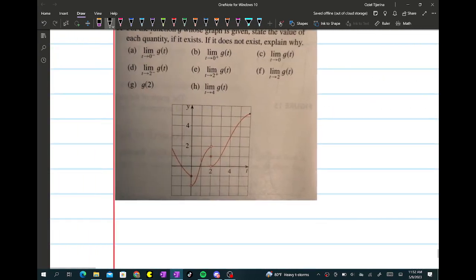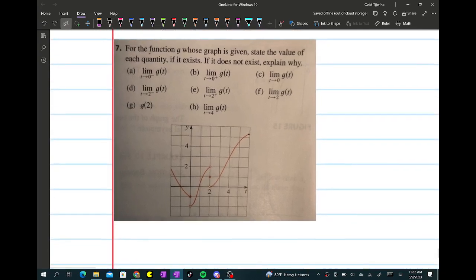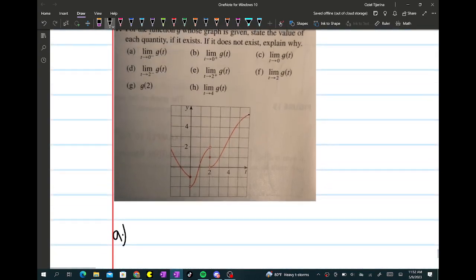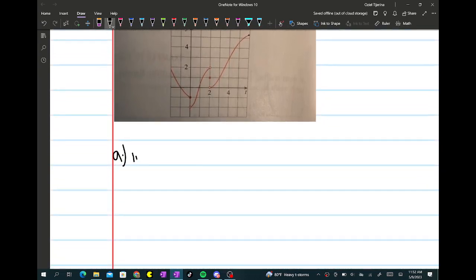And we're going to use this idea to do this problem. It's in terms of t here, but it's the same idea basically. So part A tells us to find the limit as t approaches 0 from the left of g of t.